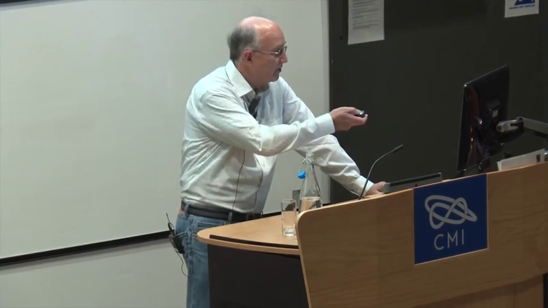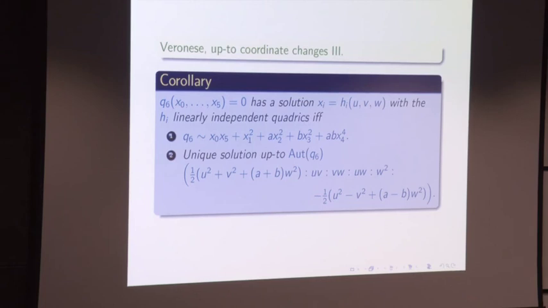And now the answer is that you can find a solution if and only if this Q6 you can write in this very special form, x0 x5 plus x1 squared and so on. And it turns out then that up to the automorphisms of the quadric, there is a unique solution. So there's a unique solution, and I will try to give you the simplest solution.